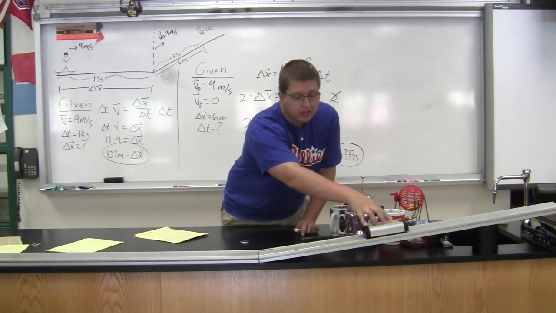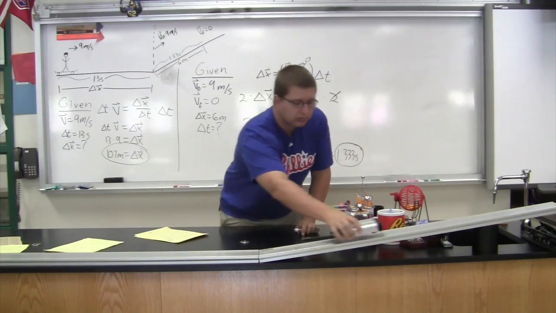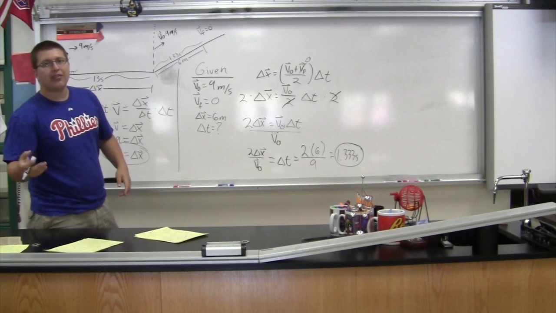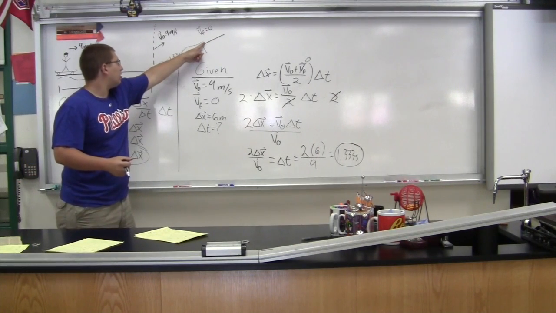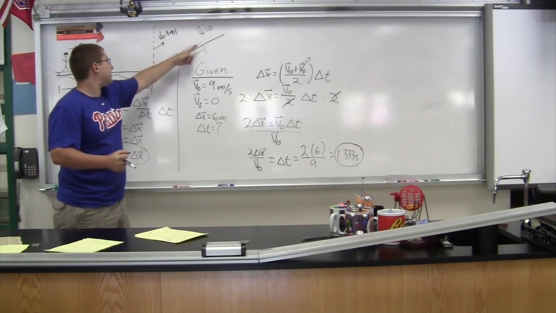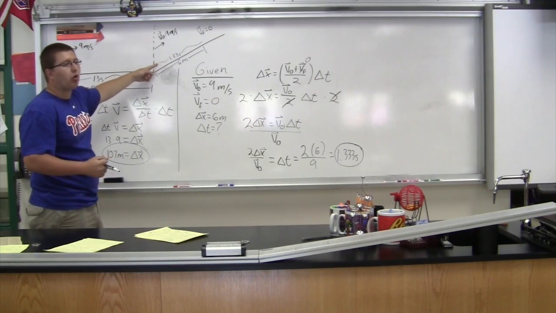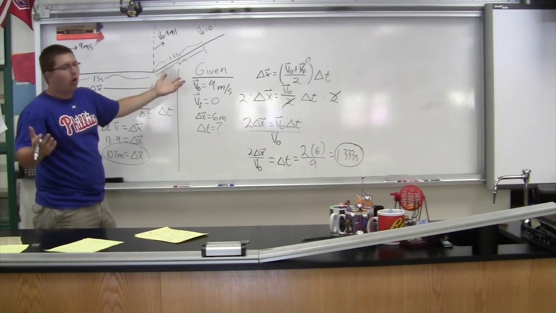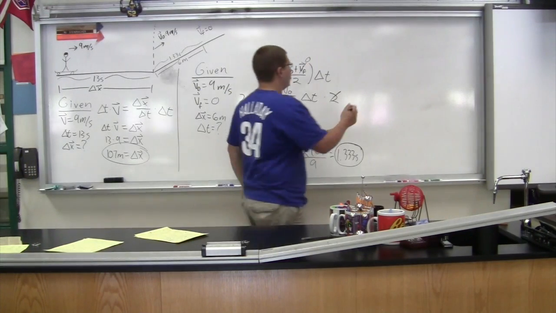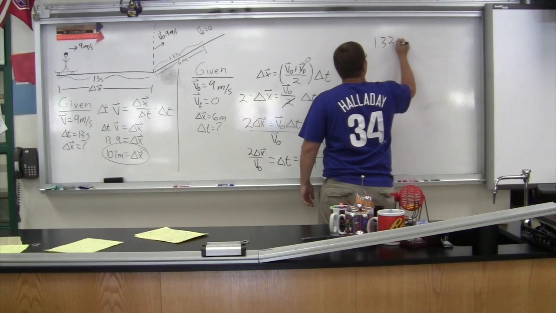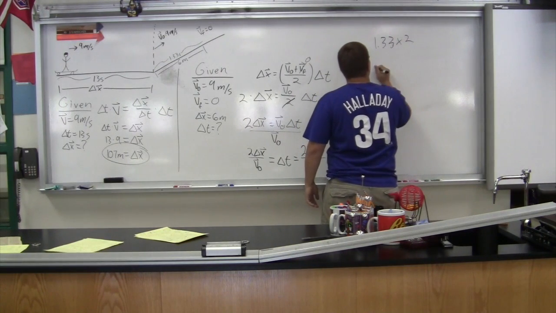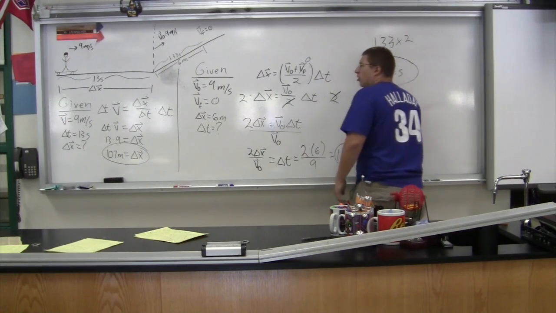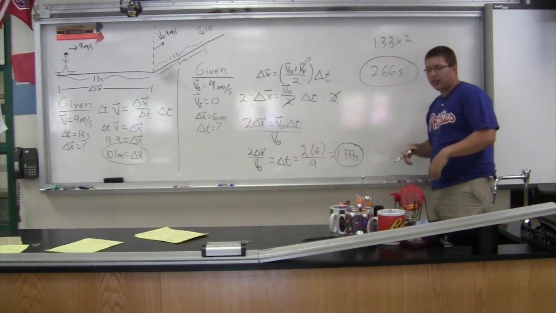At that point, he's going to start rolling back down. So he starts rolling back down the hill from here. It's going to take him the same 1.33 seconds to roll back down the hill that it took him to roll up the hill and stop. So all you have to do is do 1.33 times 2. You get 2.66 seconds. That's how long he was on the hill altogether. And that's it.